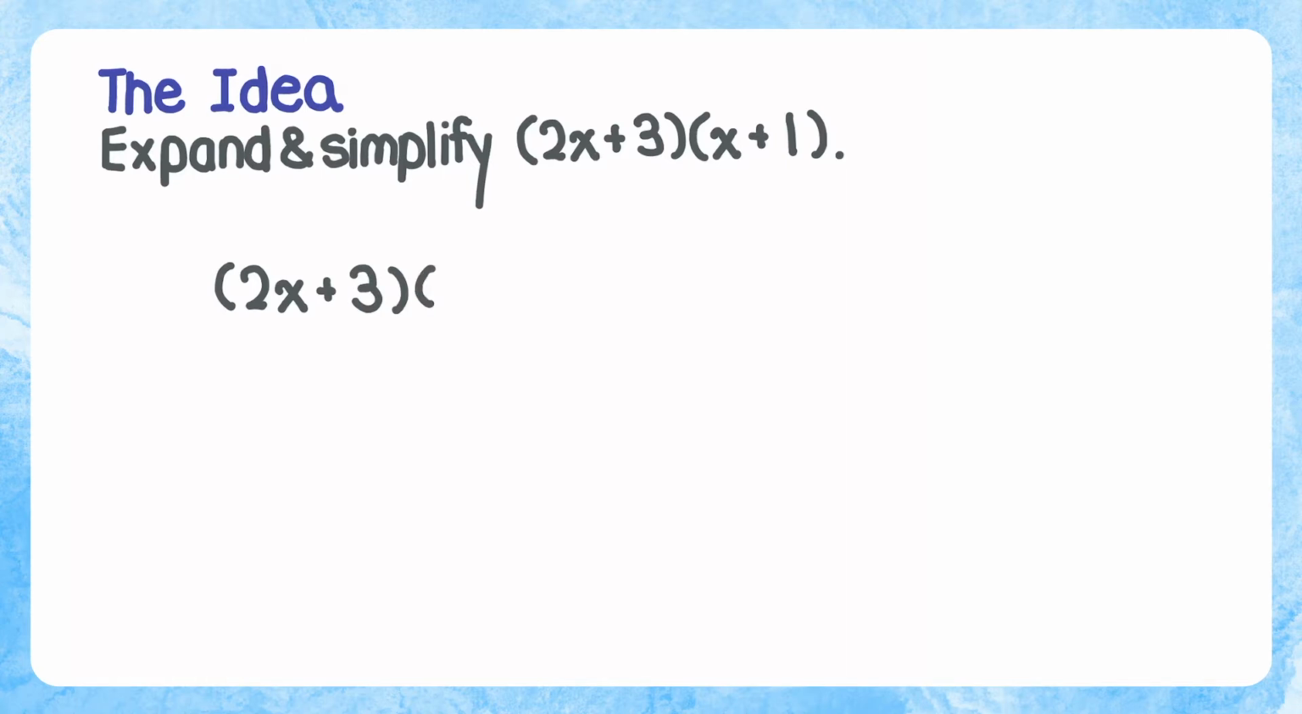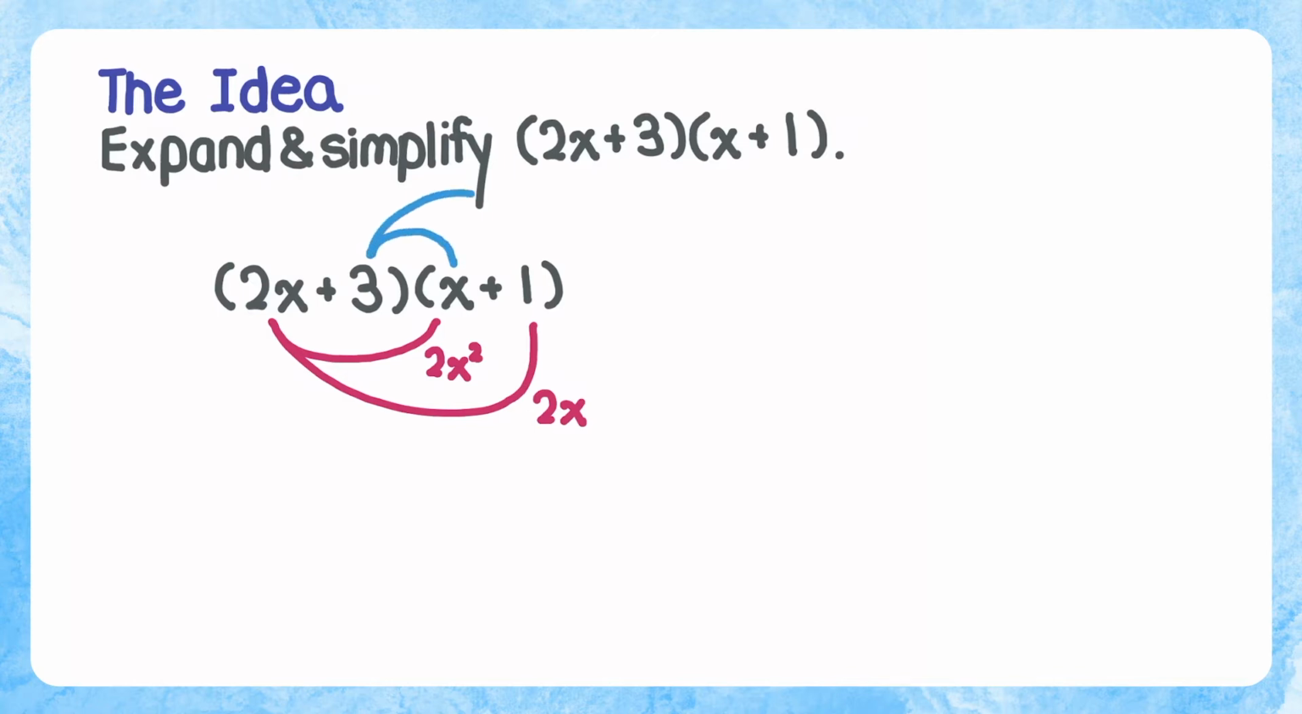Let me rewrite that right here. And I'm going to use the distribution method to multiply the polynomials out. So the 2x to the x and the 1. So 2x times x is 2x squared. 2x times 1 is just 2x. And then I distribute the 3 as well. So 3 times x is 3x. And 3 times 1 is 3.